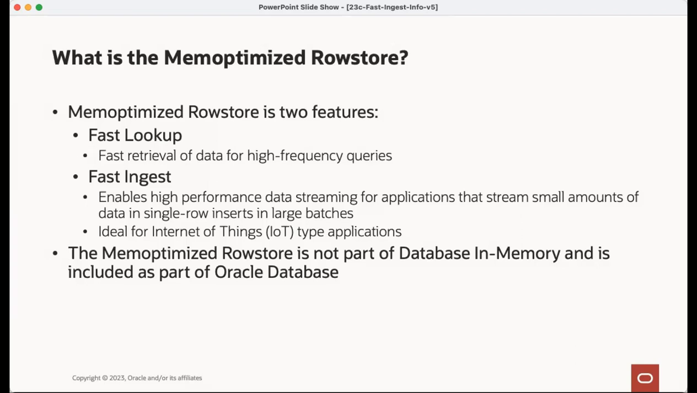And then fast ingest, which we introduced in 19C, and that enables very high speed insert performance. It kind of bypasses the normal Oracle transaction processing and inserts directly into memory, and we later drain that out to the disk. But what it does is enable you to have a very high volume of inserts, not so much data volume, but transaction volume, and it's ideal for things like Internet of Things applications. One other thing, the mem-optimized row store is not part of Database In-Memory. This is included as part of Oracle Database Enterprise Edition.